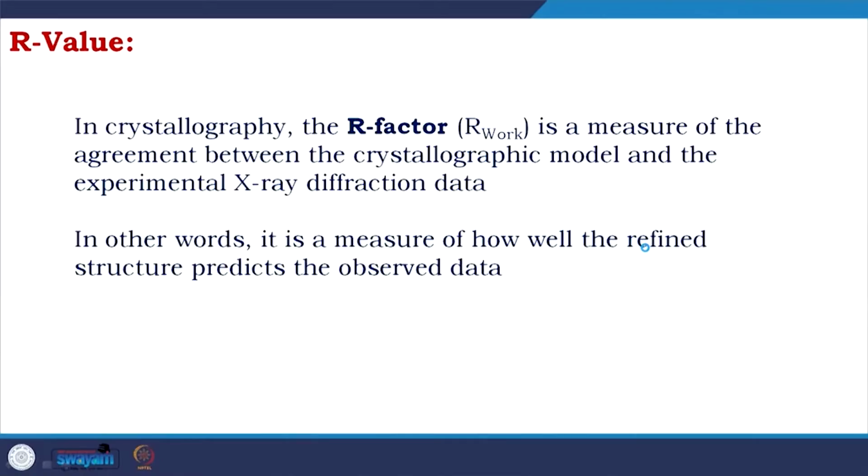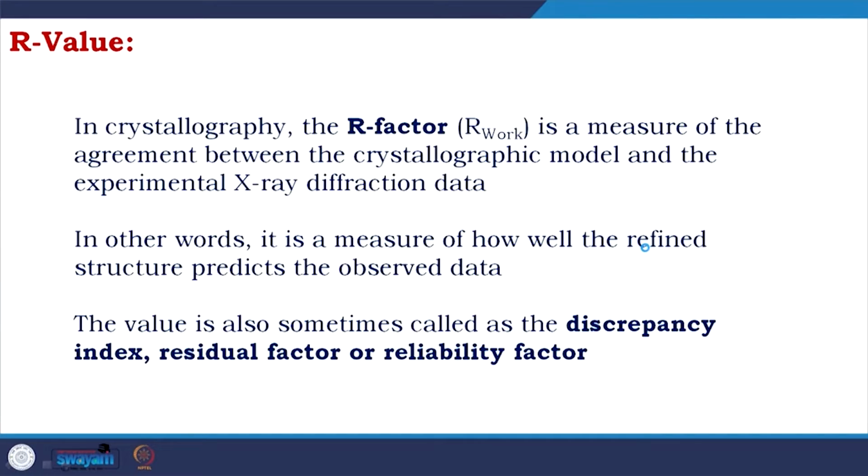Is there any disagreement between them? Is there any error that happened? R is a good measure of that. In other words, it is a measure of how well the refined structure predicts the observed data. You get data and you have a refined structure, how well their coordinates could be estimated from the R value.